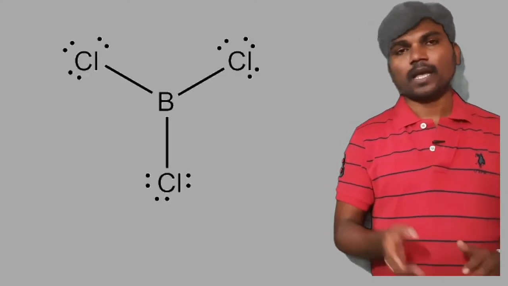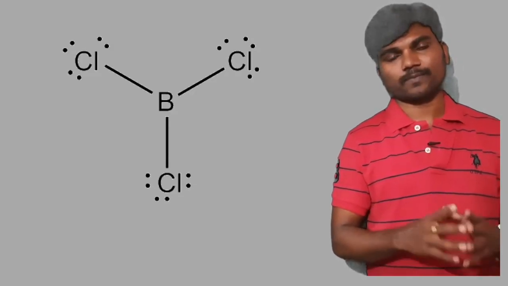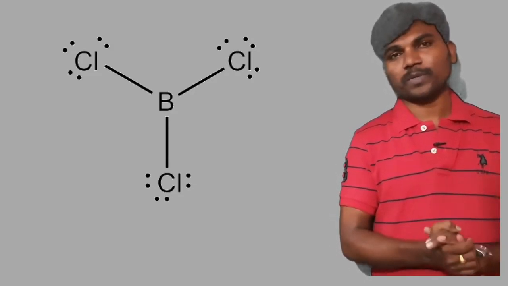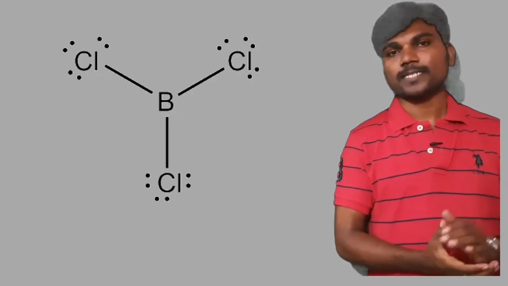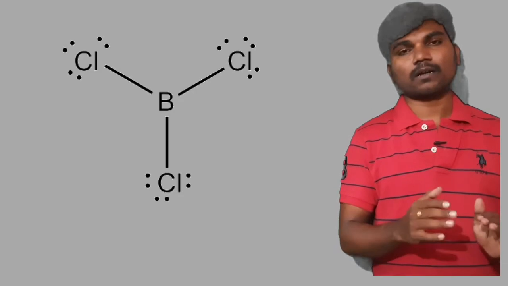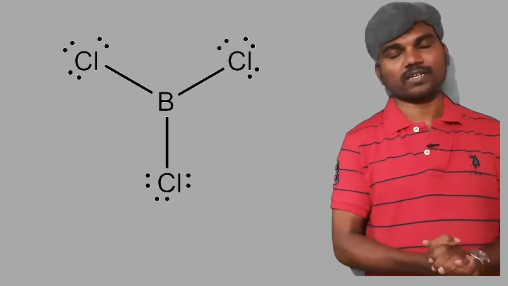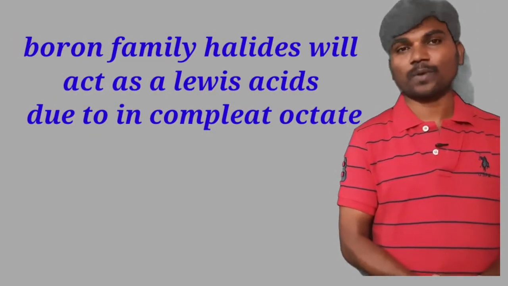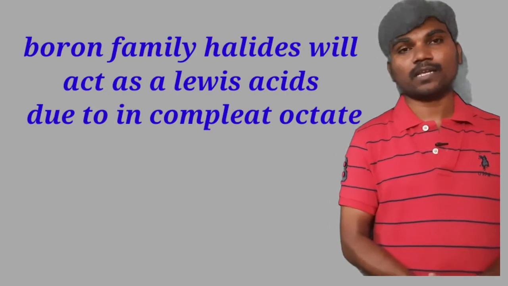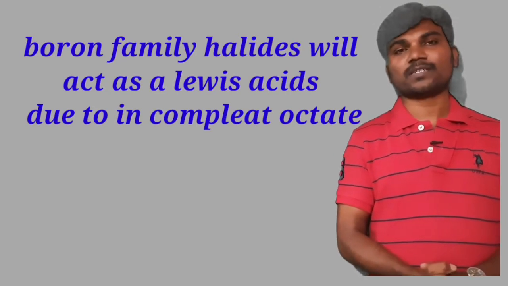Just see BCl3. In the case of BCl3, around the boron there are 3 chlorines. 3 chlorines means 3 bond pairs, so there are 6 electrons, which means the octet is not completed. It tries to get an octet, so it will act as an electron deficient compound. We know that these group elements also act as Lewis acids. These group halides will act as Lewis acids because of the deficiency of electrons.